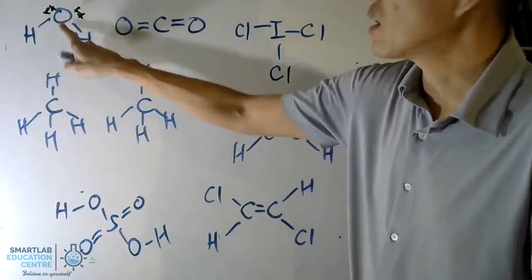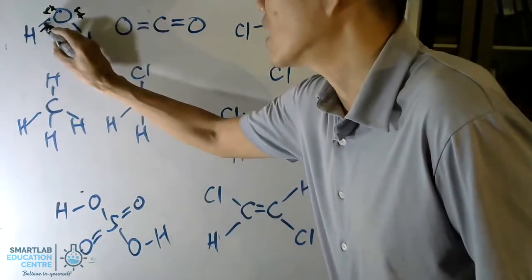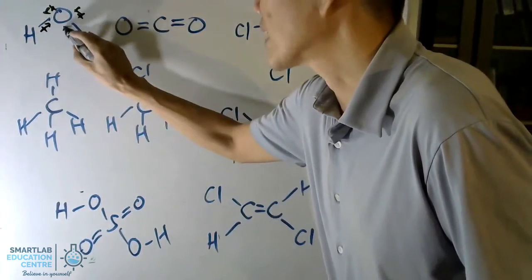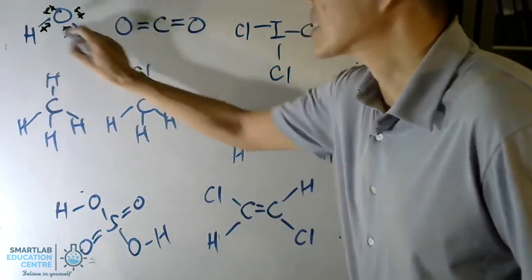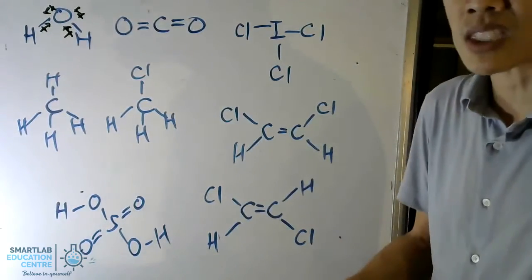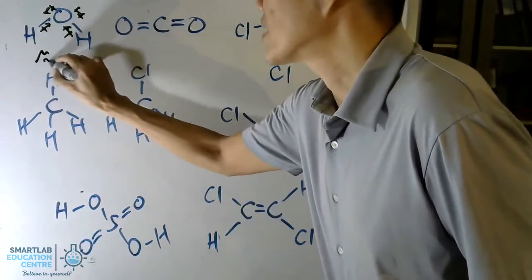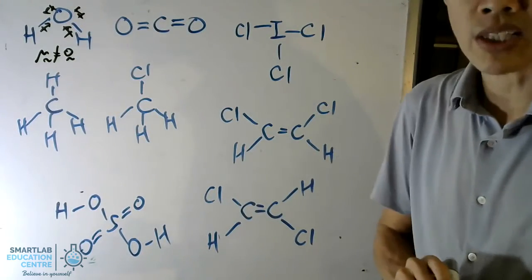In the case of water, oxygen is more electronegative than hydrogen. Therefore, there will be a dipole moment directed from hydrogen towards oxygen. In this case, both dipole moments are equal, but they don't cancel each other out. Hence, this is a polar molecule because the dipole moments do not cancel out.